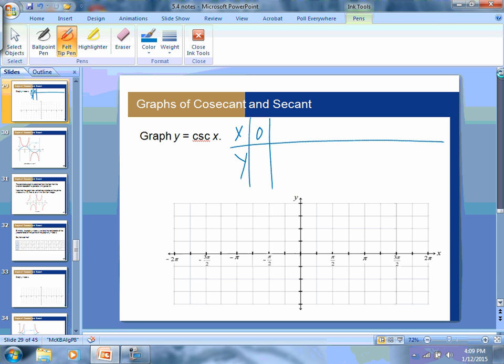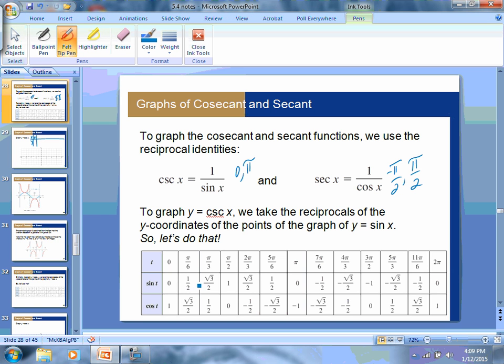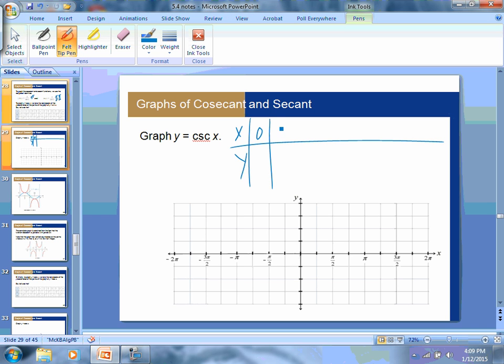I'm just going to pick nice values here. If I look at the previous page for sine, if I pick pi over 6, pi over 2, 5 pi over 6, even 7 pi over 6, 3 pi over 2, and 11 pi over 6, then I just have to deal with the 1/2s, and those are really easy to take the reciprocal of. So just in the essence of time and keeping things easy, we're going to pick those values: pi over 6, pi over 2, 5 pi over 6, pi, 7 pi over 6, 3 pi over 2, 11 pi over 6, and 2 pi at the end.